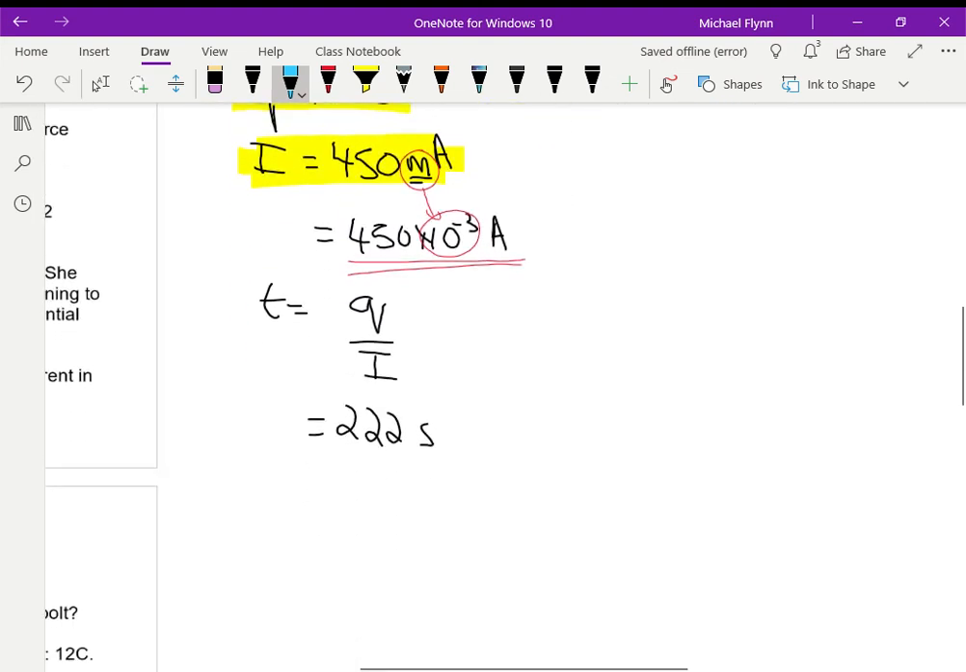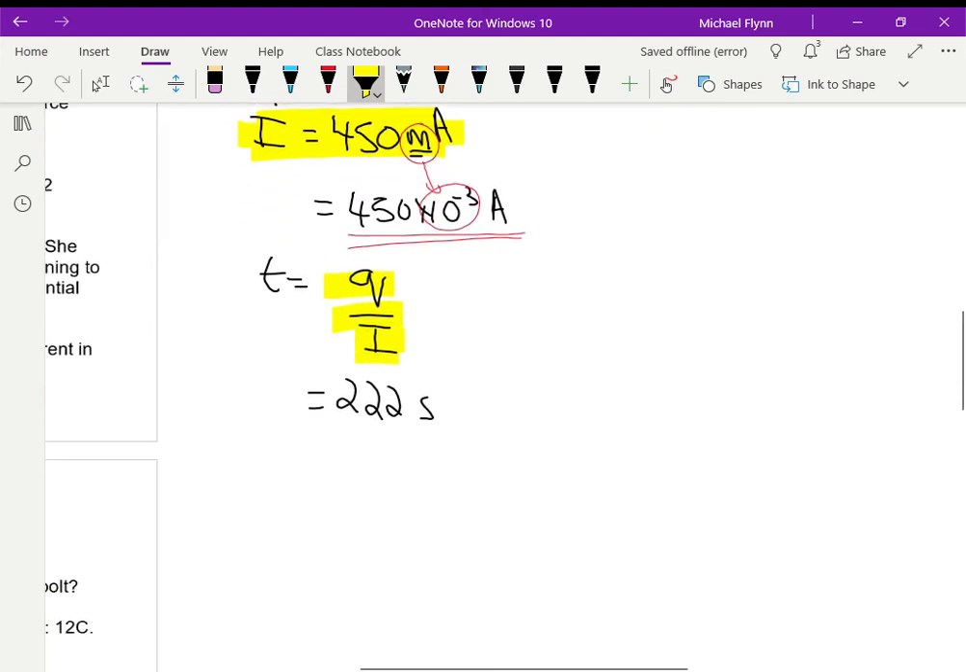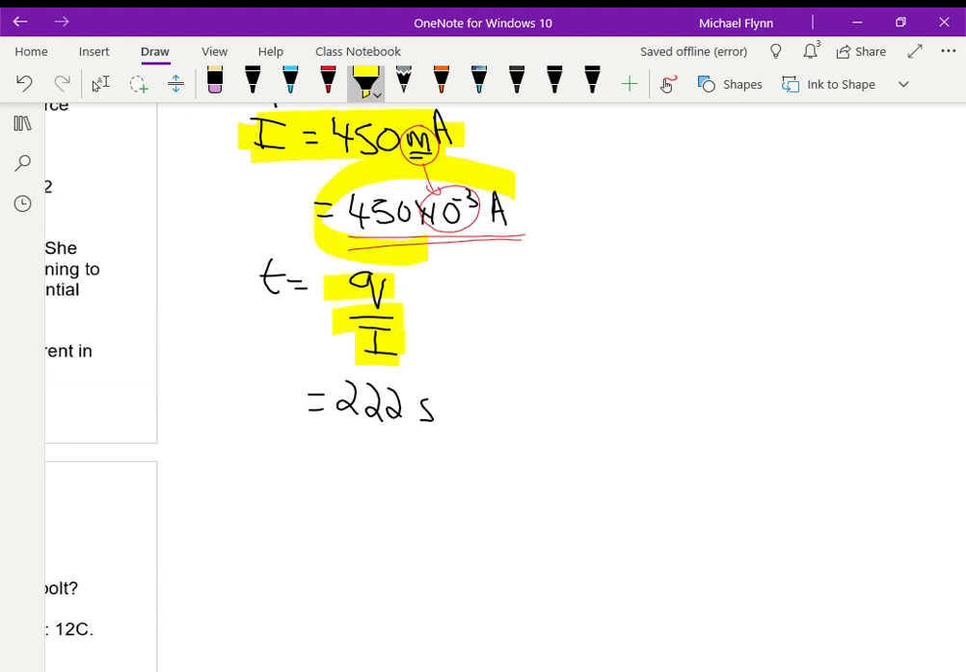So I get Q over I, so now I'm going to go ahead and do Q divided by I. So that's 100 divided by this number here, 450 times 10 to the negative 3. And when you do that, you should try it in your calculator, you get 222 seconds. So it's going to take 222 seconds for Andrew to get what he deserves, right?